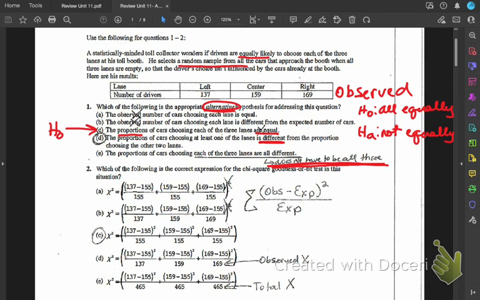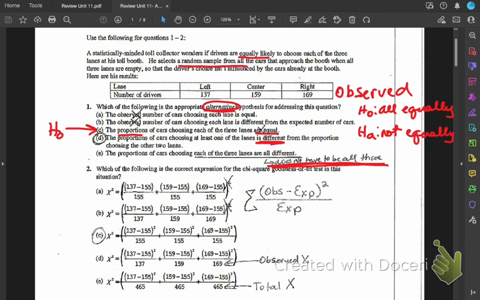So like if the right and the center lane are 40% each and the left lane is 20%, that's fine. That just shows that they're not equally likely, okay? 2 of them are equally likely, but the third one's not. So we're seeing that the proportion of the cars choosing at least one of the lanes is different from the proportion of cars in the other 2, okay? So that's how we would write the alternative hypothesis there.